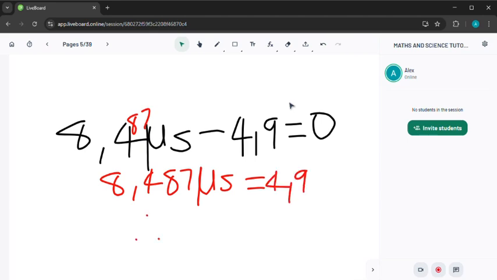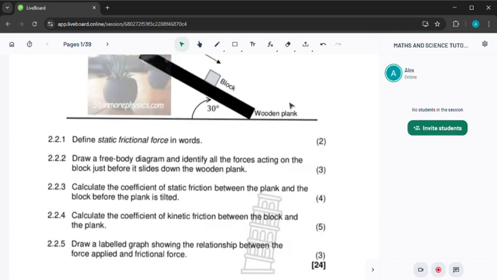Therefore we can divide by 8,487 on both sides. So it's going to be 4,9 divided by 8,487, and therefore our coefficient of static frictional force is definitely equal to 0,58. No unit, right? It does not have unit because it's a ratio. Therefore for 5 marks, oh okay, it's a lot of marks.